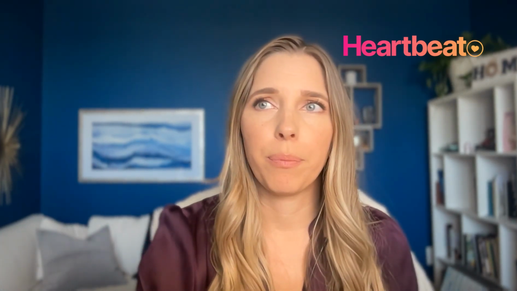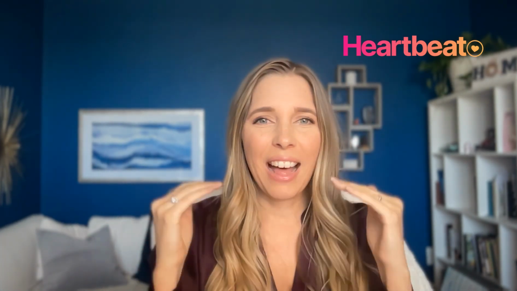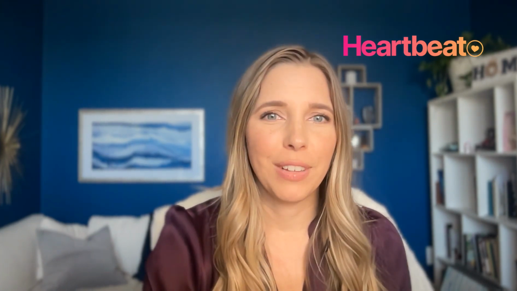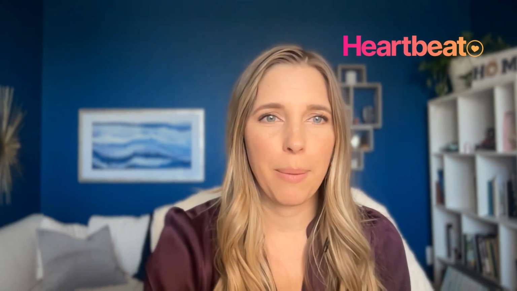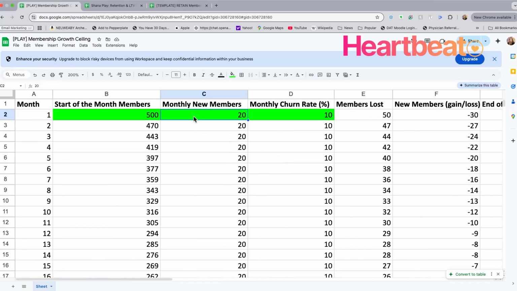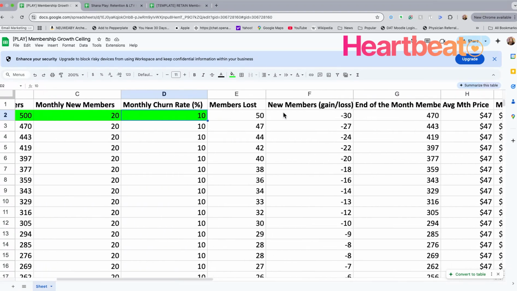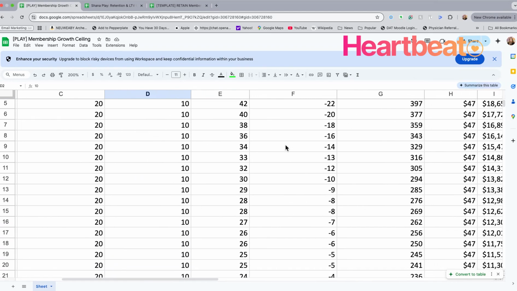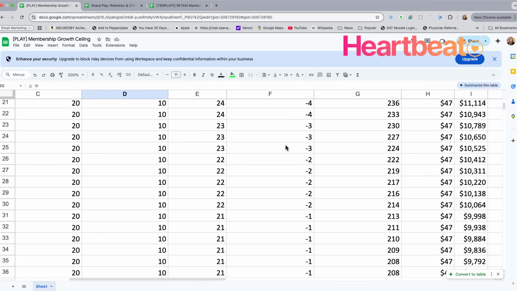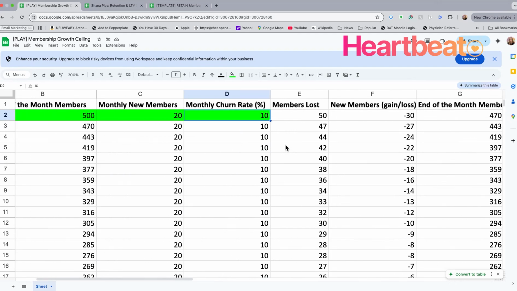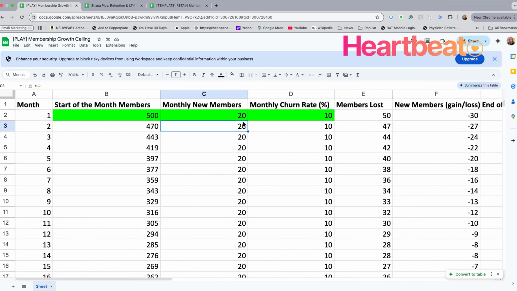But what I really want to look at here is this number. It's telling us that the most members we can have is 200 members. Well, what does that mean? Well, that means that if I have 500 members now, I get 20 members on average every single month, and I'm losing 10% of those every month. You can see it right here, how it happens. You're just going to keep going down until you get to 200 members, okay?